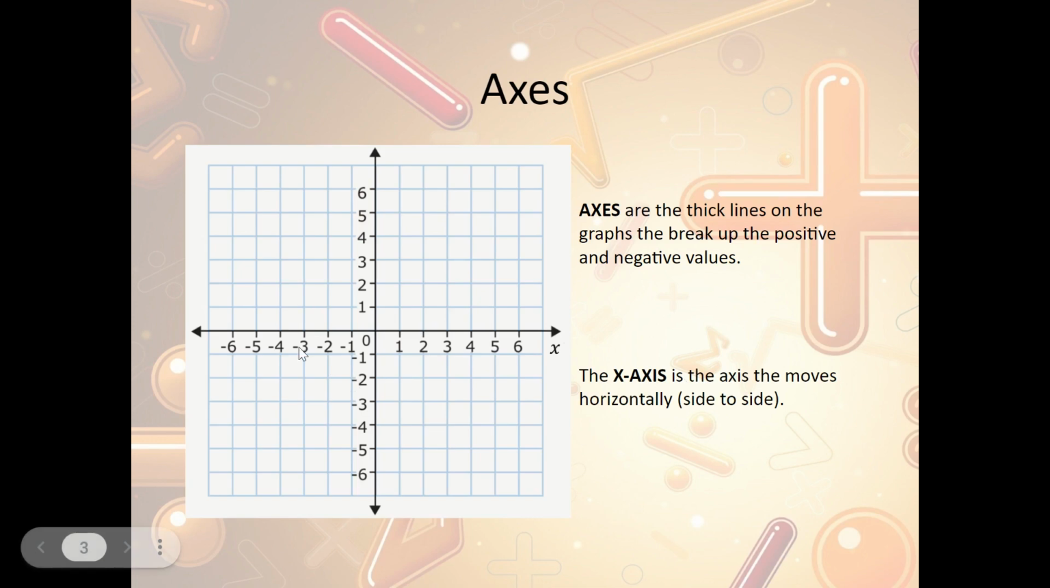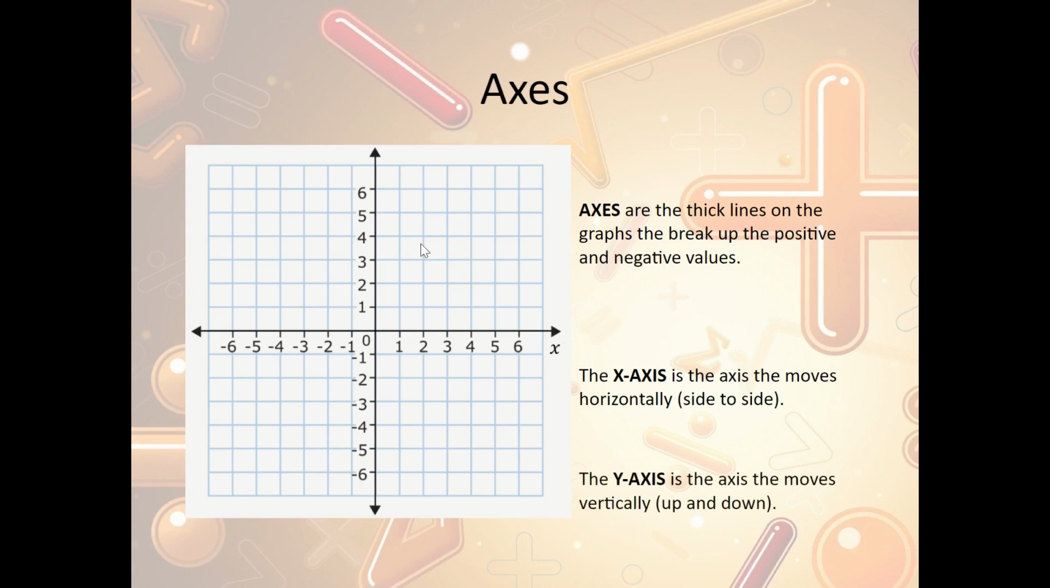The x-axis is the one that goes side to side, and it's usually labeled, but sometimes it's not. This is the x-axis that goes side to side. The y-axis is the vertical axis, the one that goes up and down. This is the y-axis.